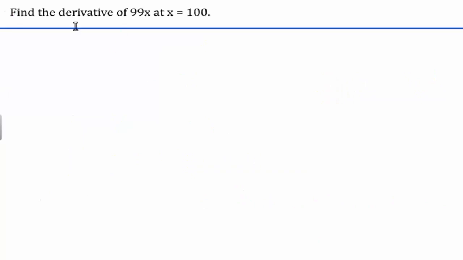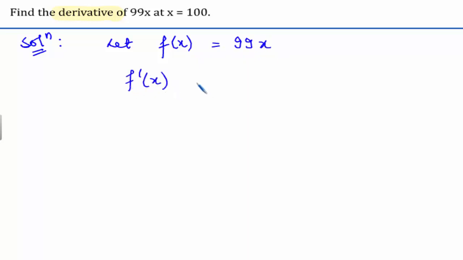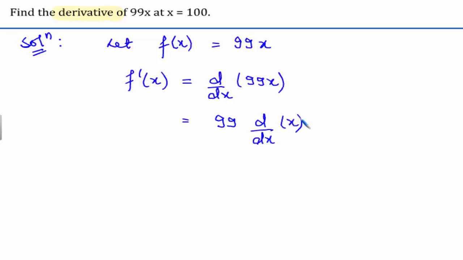In this question, we have to find the derivative of 99x at x is equal to 100. Let's begin with the solution, and let us define the given function as f(x). So f(x) is equal to 99x. We have to find f dash x, that is derivative of the given function with respect to x. Now taking 99 out of the derivative, we have to find the derivative of x, which can be written as x raised to the power 1.